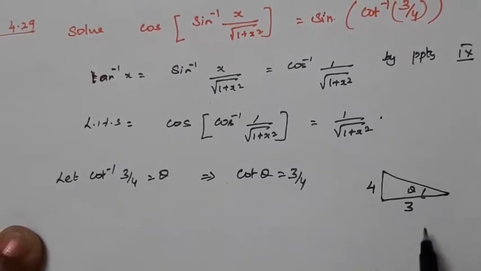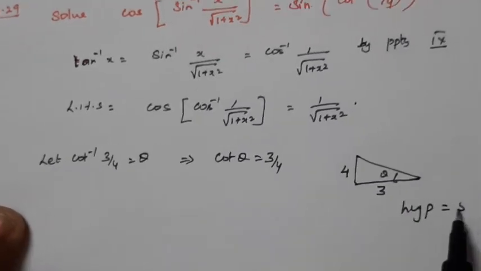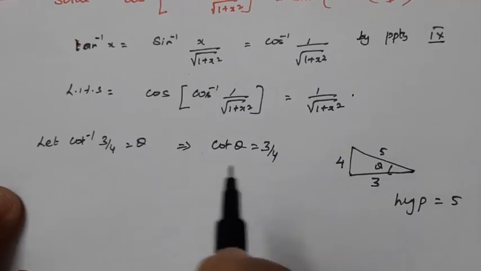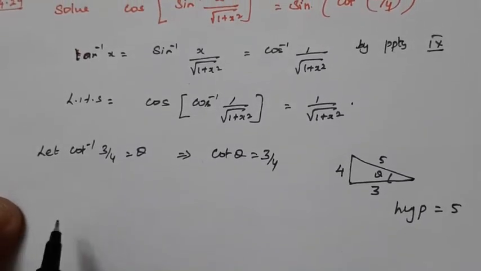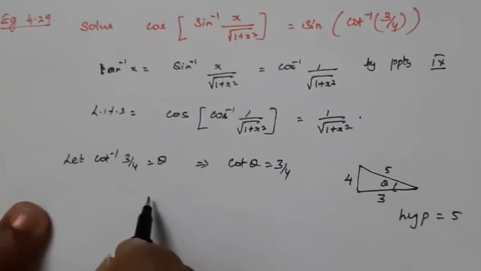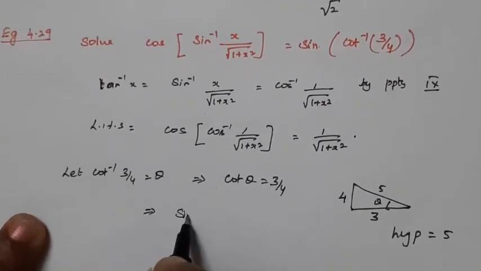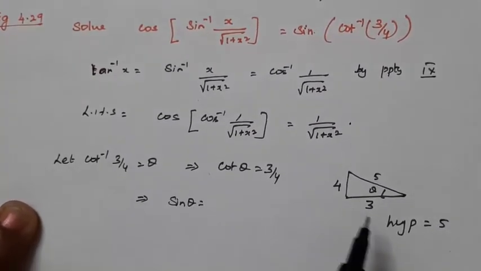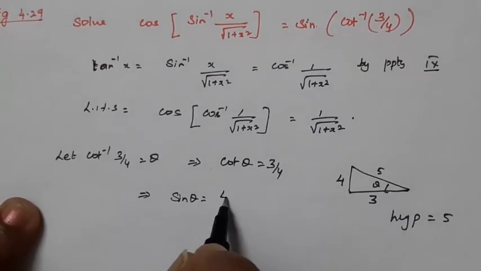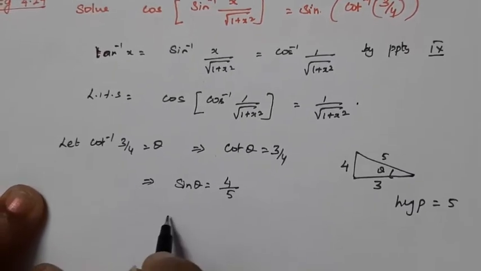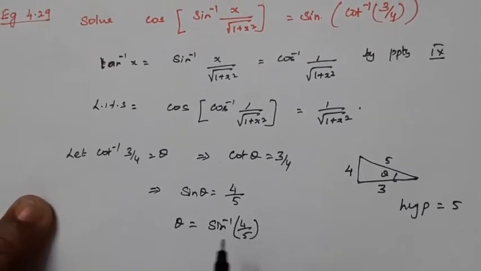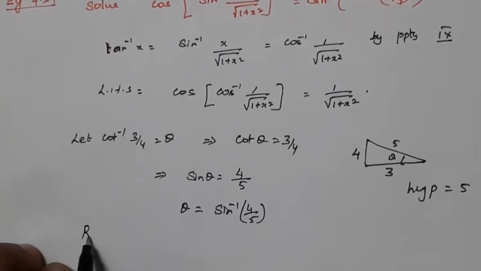So what would be the hypotenuse? Hypotenuse will be equal to 5, because 3, 4, 5 forms a Pythagorean triple. So hypotenuse would be 5, right? And then as the external function is sine, let us find out sin theta. So sin theta is equal to opposite by hypotenuse, that is equal to 4 divided by 5, and hence theta is equal to sin inverse of 4 by 5.